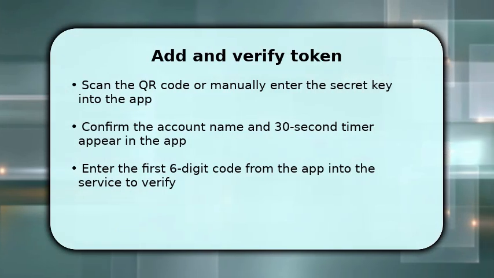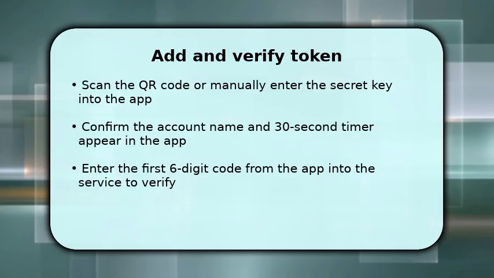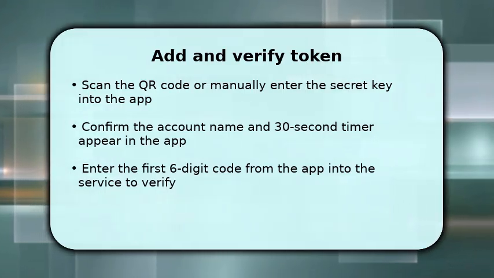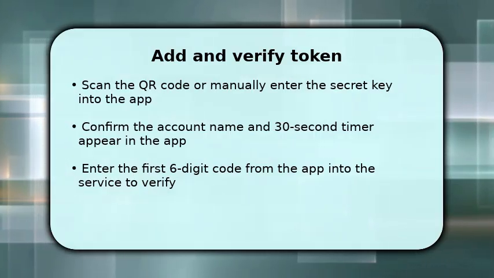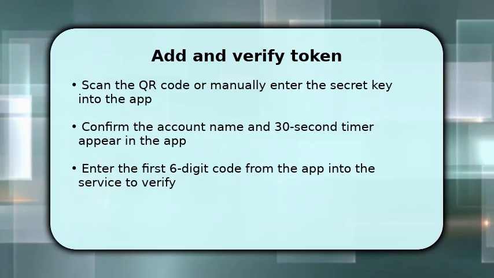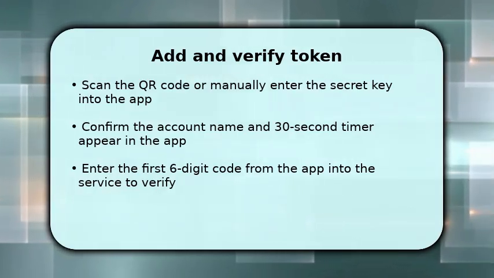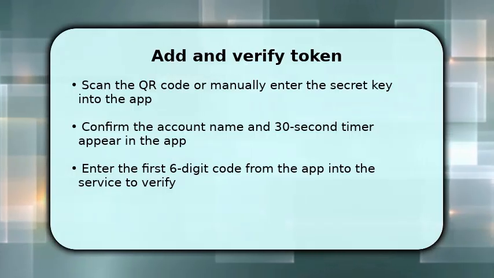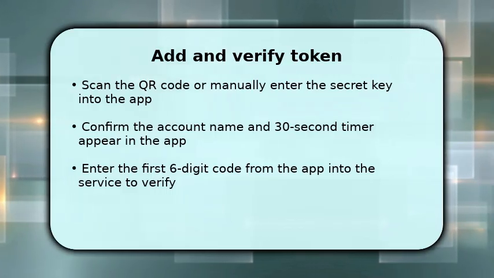Now you add the secret into your authenticator and verify it actually works. Scan the QR code with your app or type the secret key manually and check that a 30-second countdown and account label appear. Then take the current 6-digit code and enter it on the service's verification field. This confirms alignment. If the code is rejected, resync the phone clock or retype the secret carefully.